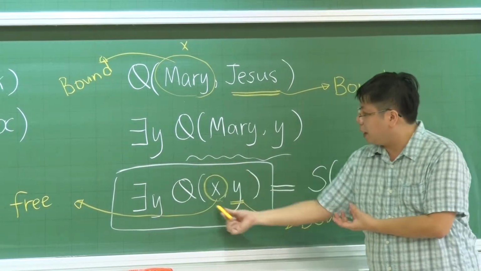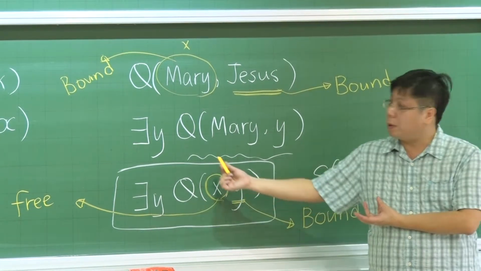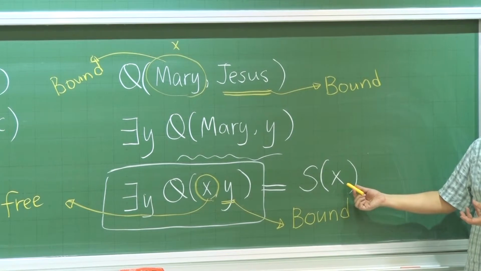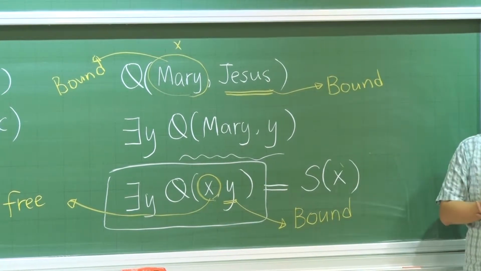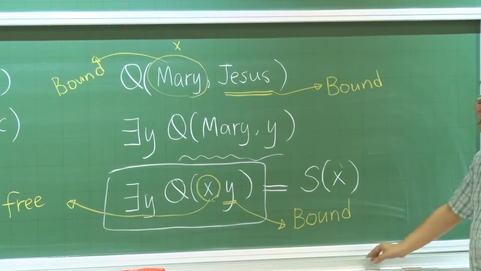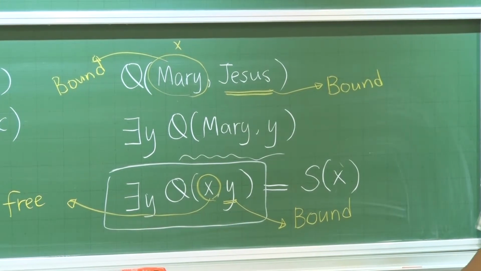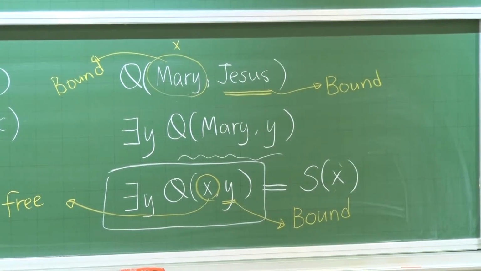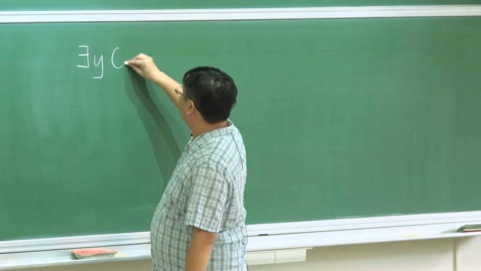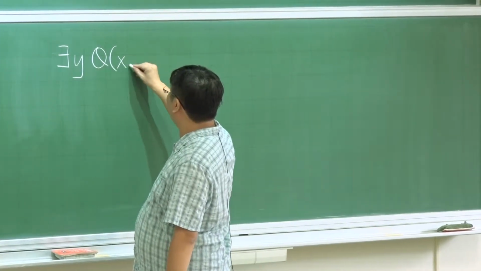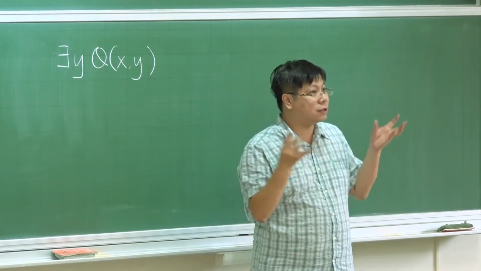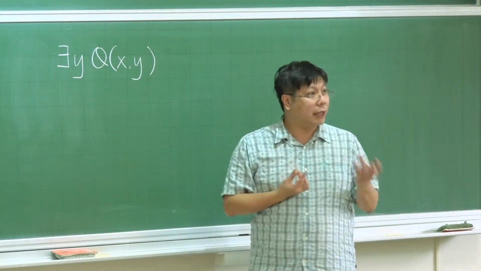Is that okay? But you will see that it will change a little bit. Originally x and y are both free, but once y is bound, it becomes a new propositional function that depends on the free variables only. Is that okay? So in that sense, we can do something very interesting. Look at it. This is there exists y, Q(x, y). We know that this is a certain kind of propositional function on x.